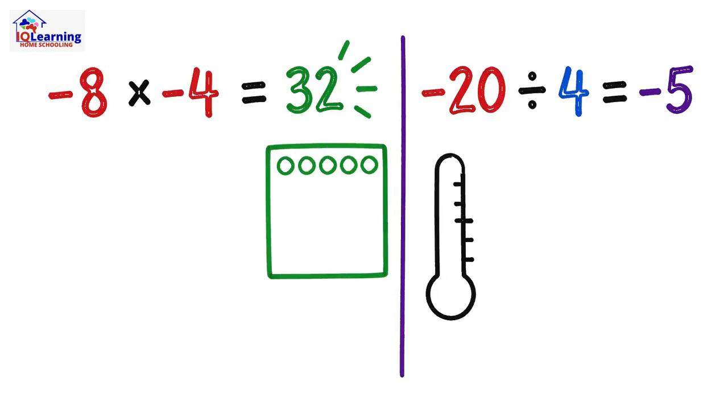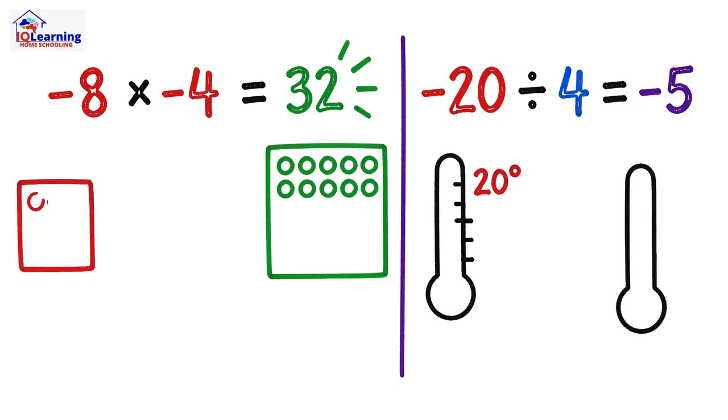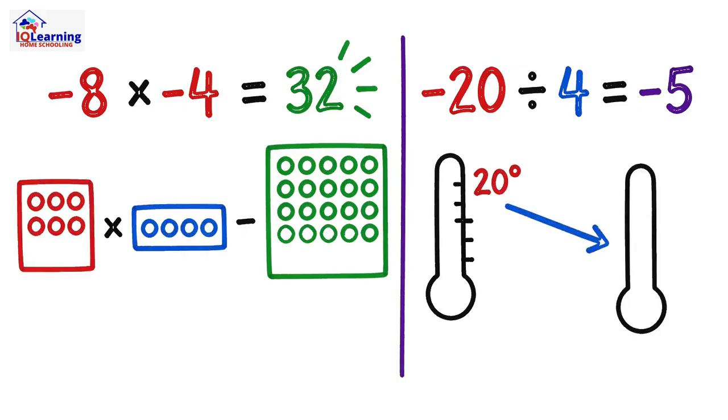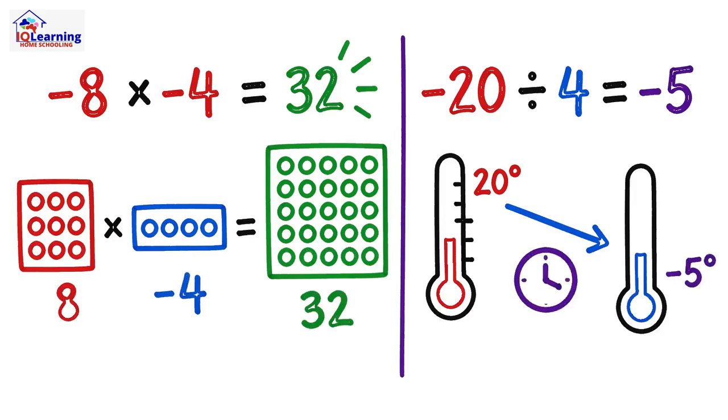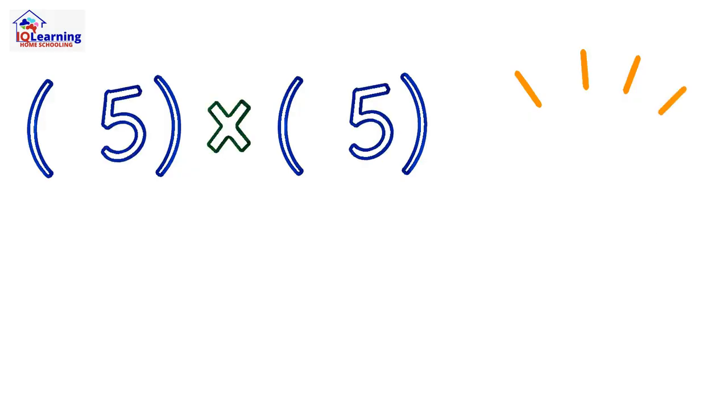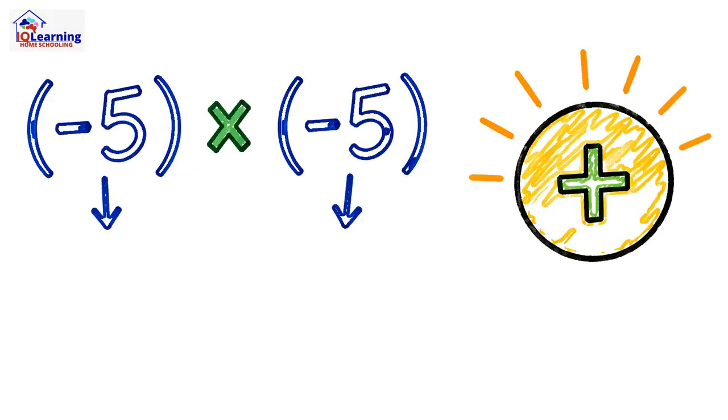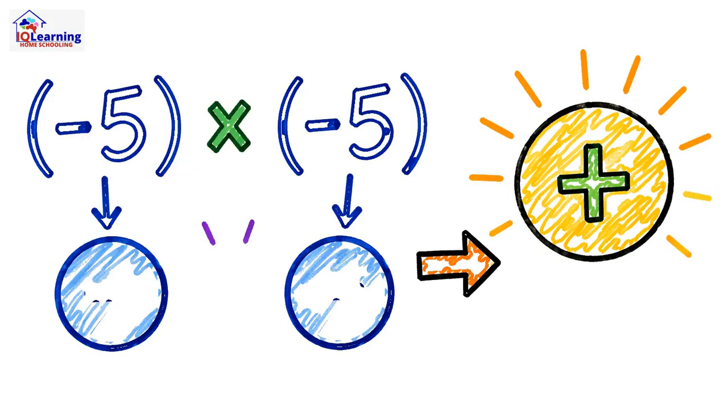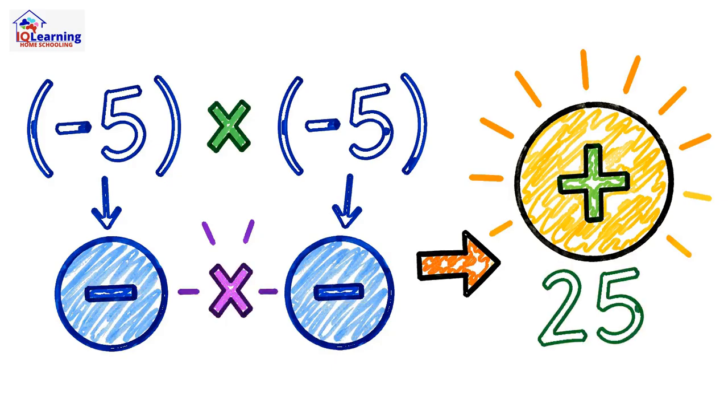But a 20-degree temperature drop over 4 hours? That's -20 divided by 4, which is -5 degrees per hour. Different signs, negative result. These simple rules are powerful. They explain why squaring a negative number, like -5 times -5, always gives a +25.